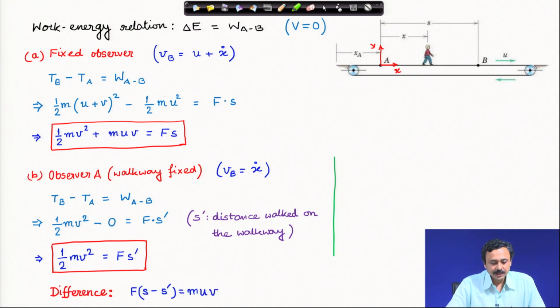Now, what is the difference? F times (S minus S prime) is equal to m u v. This is the term which has been asked in the question. What is this term? Where does it come from?